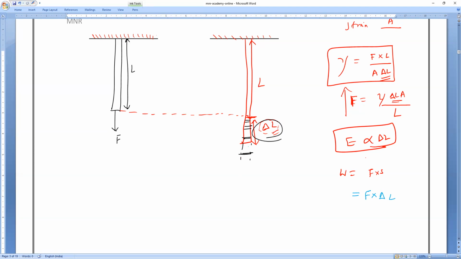Suppose I apply a little force and get a little extension. Some other person will apply some more force and get more extension. Some other person will extend further. So the length will keep on changing. That is why we want to find the total length.